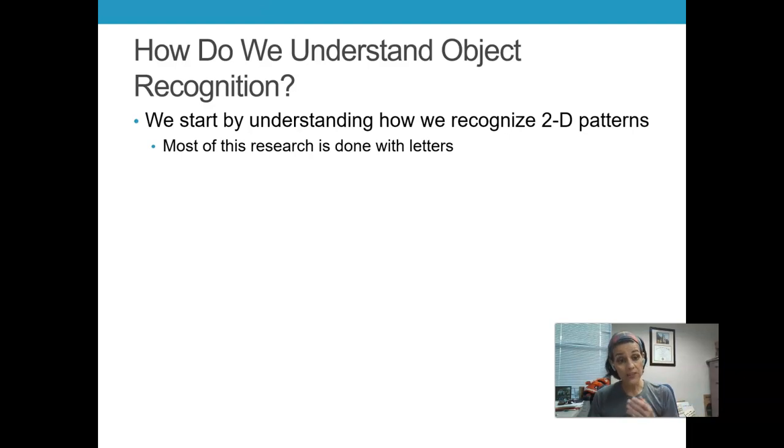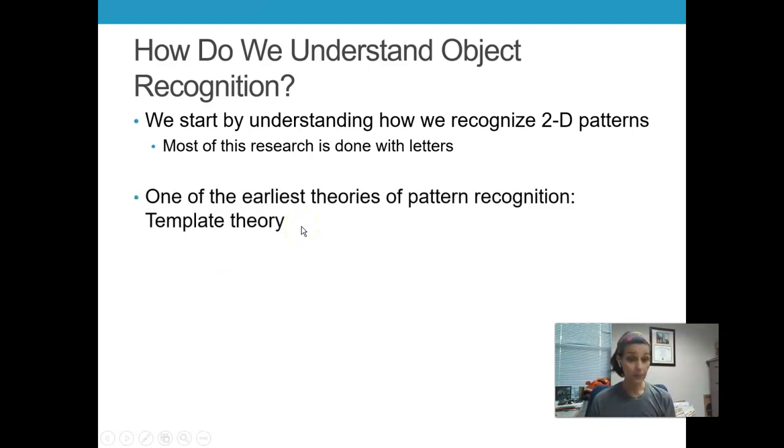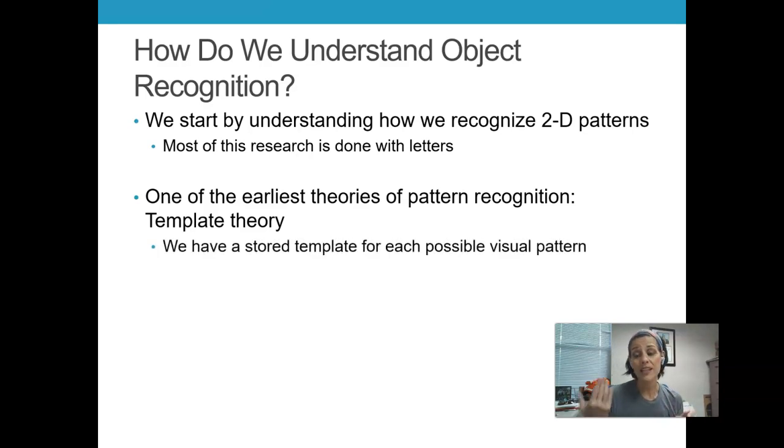So when people have done research with pattern recognition, they have often done this with letters because letters are pretty straightforward, they're two-dimensional, and they're very well known. Some of the earliest theories of pattern recognition was something called template theory. The basic idea behind template theory is that for every possible visual pattern that you encounter out in the world, you have a template stored up for every single one of them. So for each object visually that you encounter in the world, you have a template for it.